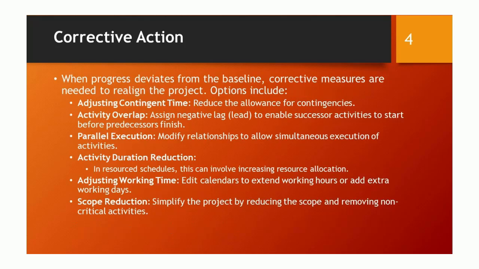Options include adjusting contingent time by reducing the allowance for contingencies, enabling activity overlap by assigning negative lag to allow successor activities to start before predecessors finish, and modifying relationships to allow parallel execution of activities. Activity duration reduction can involve increasing resource allocation in resourced schedules. We can also adjust working time by editing calendars to extend working hours or add extra working days, or simplify the project by reducing the scope and removing non-critical activities.